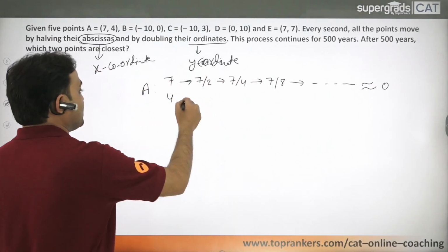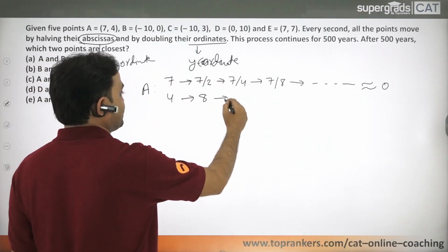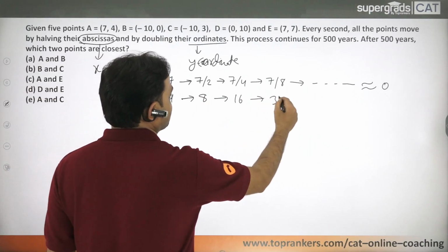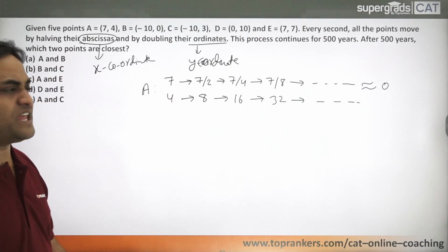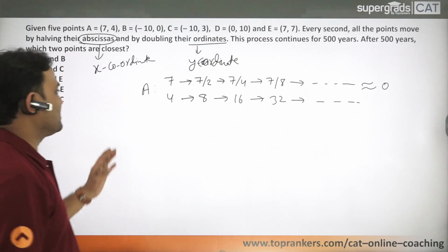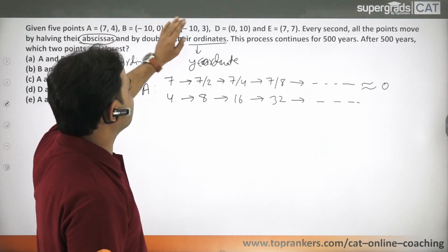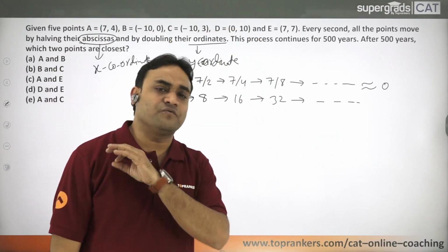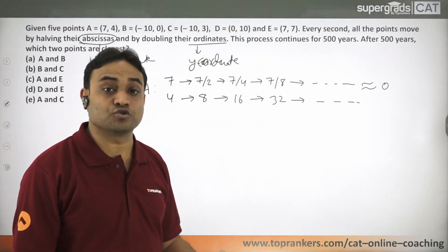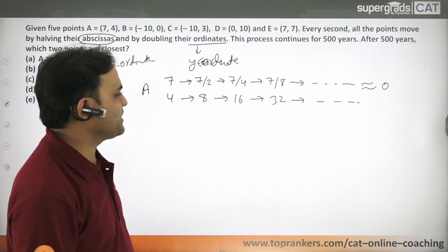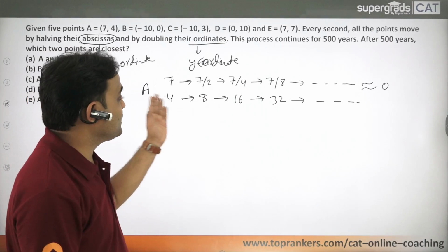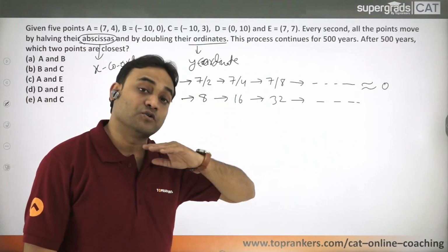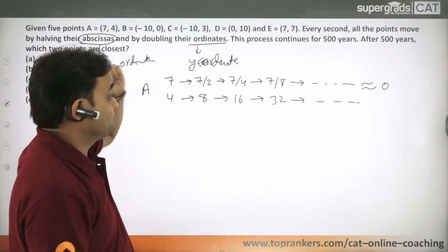But the y coordinate will keep increasing: 8, then 16, then 32. So this will also be a very big number. So what is happening here? Can we say in case of B, C, D, E, the x coordinate of each of these will be close to 0 or nearly 0? But the y coordinate will keep doubling, and it will go close to infinity.